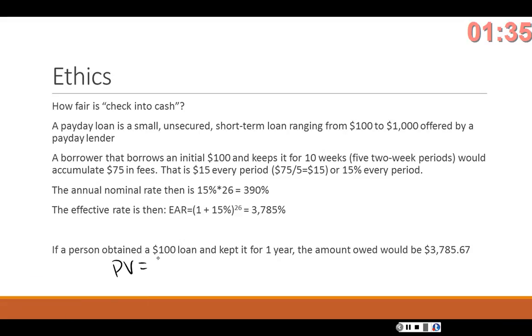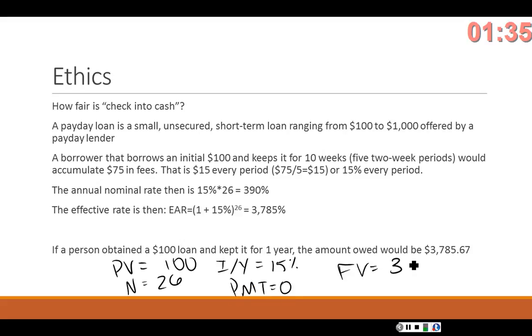The present value, they deposited $100, or they got a loan for $100. N is 26 2-week periods. The interest rate, the nominal rate divided by the number of compounding periods, so it's 15%. And the payment is 0. Then the future value is $3,785.68. Pretty impressive.